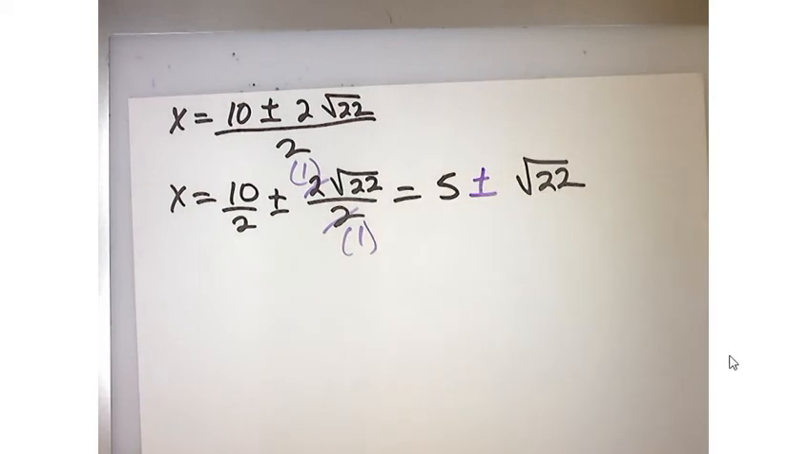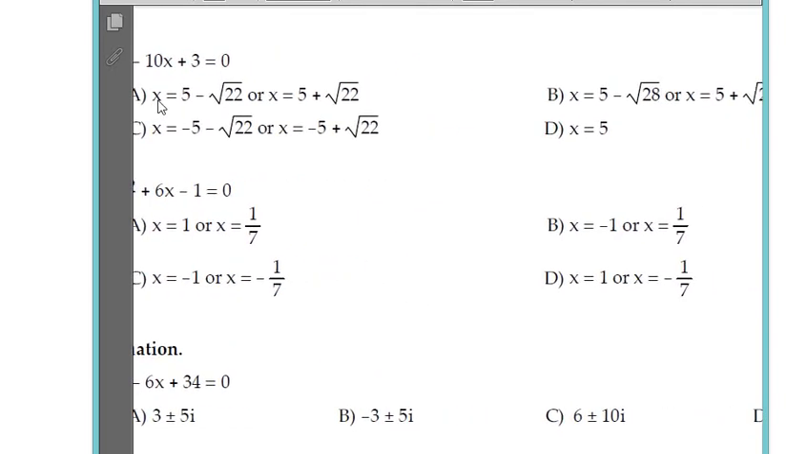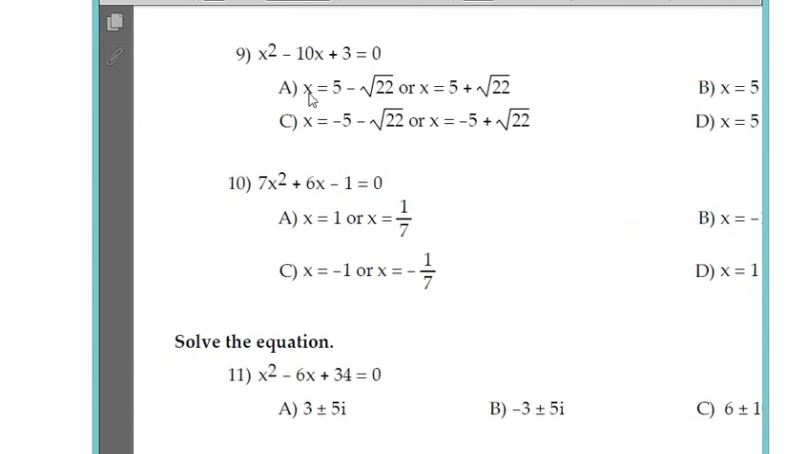Let's see if that's one of our options. 5 plus or minus the square root of 22. That's it, right? A? Yep, A is the answer. Good.